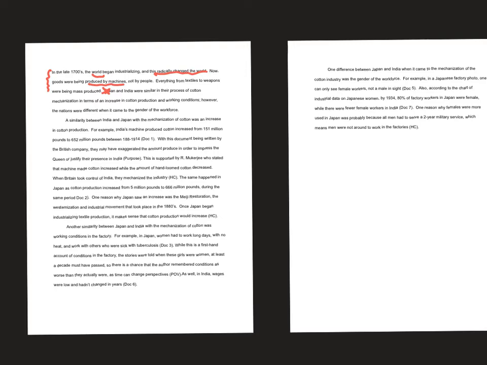Now, the next thing I go on to look for, the second point, is thesis, because that's the next thing I should read in your essay. And this thesis actually is really, really good. "Japan and India were similar in their process of cotton mechanization in terms of an increase in cotton production and working conditions. However, the nations were different when it came to the gender of the workforce." This thesis works because it includes all the key words, plus it has its three prongs that are correct: increase in cotton production, working conditions, and a difference in the gender of the workforce. So that's outstanding. They would have earned the point for thesis.